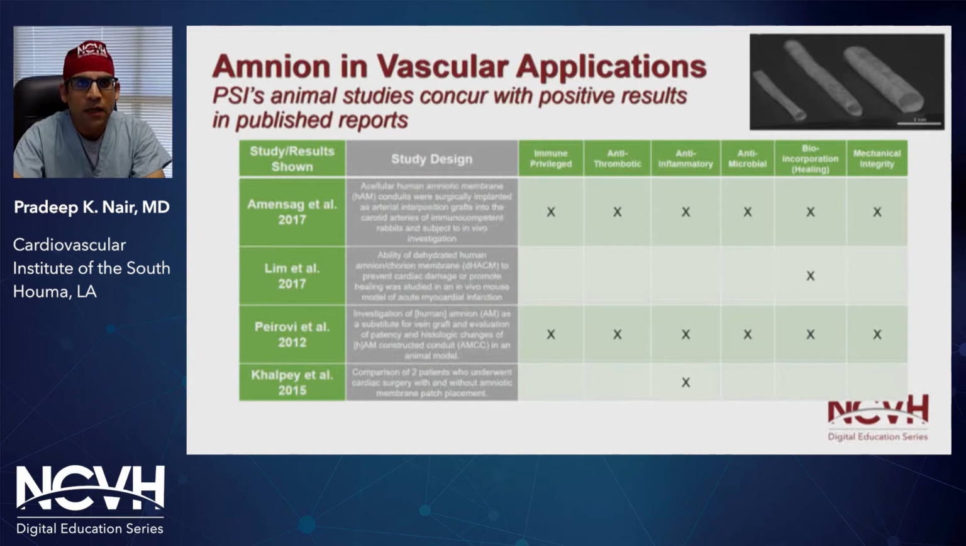It has been studied in various vascular applications to date. Most of them have been animal clinical trials in which it's been used as an interposition graft in carotid arteries. The one human study looked at its utilization in cardiac surgery, in which patch placement of amnion were placed, and it's shown to elicit anti-inflammatory effects. But in the animal study specifically, this is where most of its valued benefits have been shown.